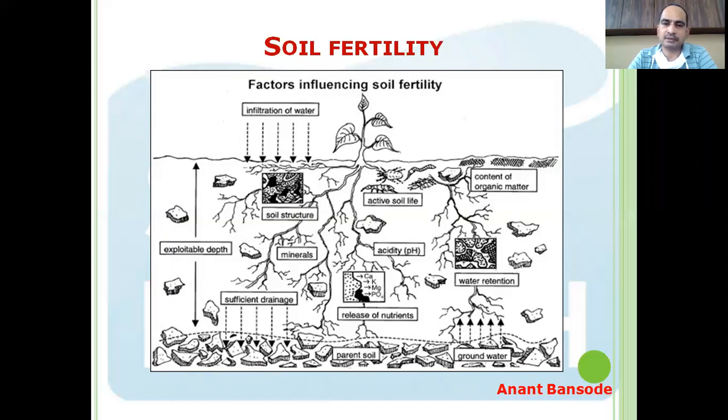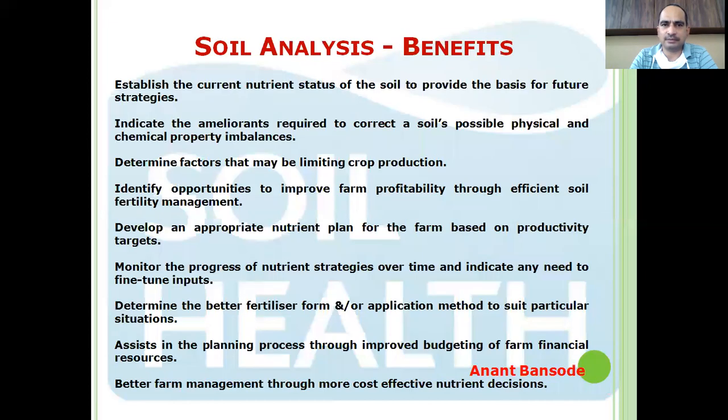last slide, the water retention capacity of the soil, the capacity of the soil to release nutrients for absorption by the plant, the drainage of the soil, and the parent soil, the parent rock from which that soil is made up. All these factors, if they are in balance with each other, then we can say that the soil is fertile, or our soil fertility is good, or these factors contribute to the fertility of the soil.